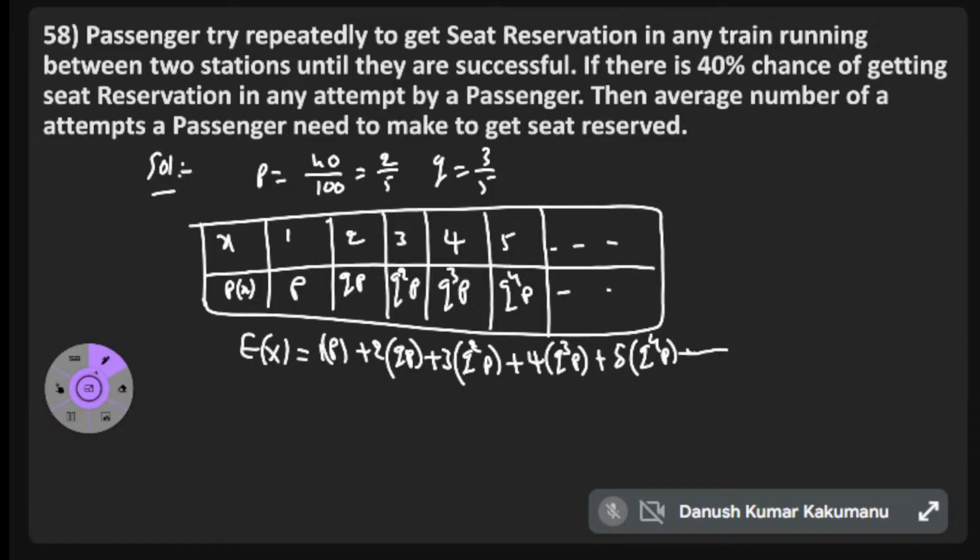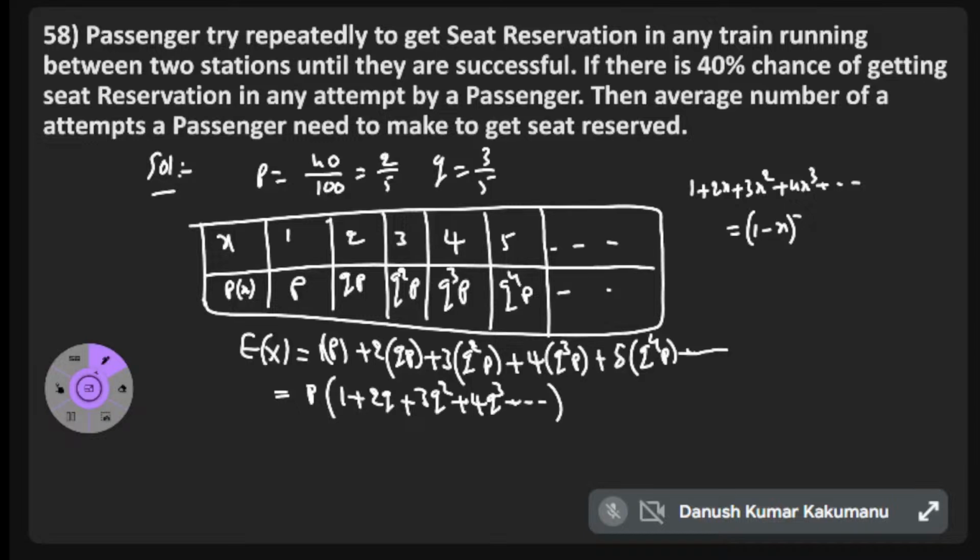What is common in all of them? P is common. 1 minus 2 and so on: this formula is a Maclaurin series in your calculus. I don't know whether you studied Taylor and Maclaurin series. If you take 1 plus x to the power of minus 2, can you guess the formula? 1 minus 2x plus 3x square minus 4x cube plus so on.